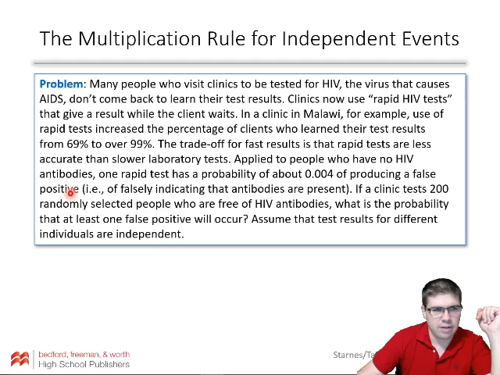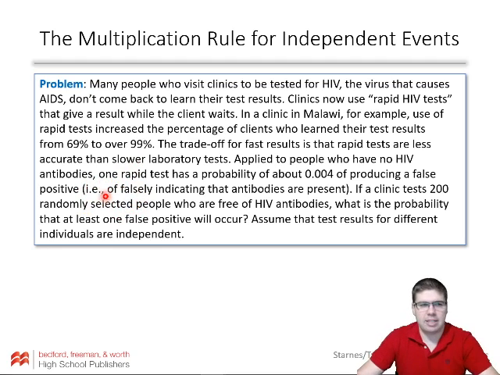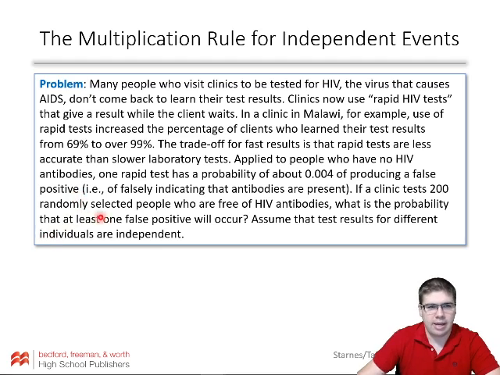Applied to people who have no HIV antibodies, one rapid test has a probability of about 0.004 of producing a false positive. This is one thing we should know: when you take any sort of medical test, there's usually this chance of a false positive, where you test positive even though you don't have the condition. So if they don't have HIV, they have that false positive rate, falsely indicating that antibodies are present. If a clinic tests 200 randomly selected people who are free of HIV antibodies, what is the probability that at least one false positive will occur? Assume that the test results for different individuals are independent.